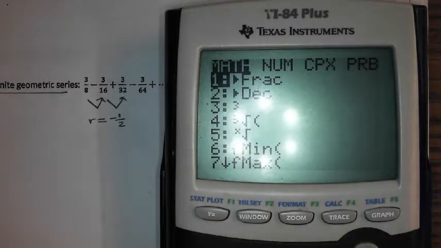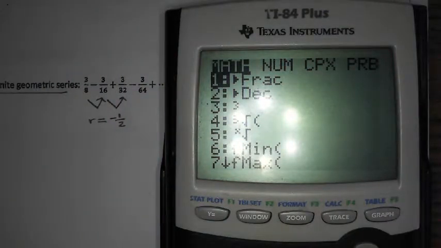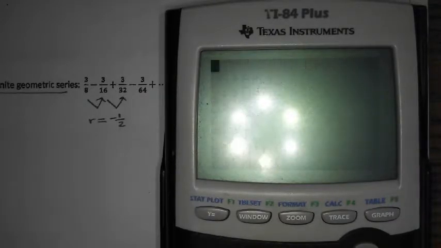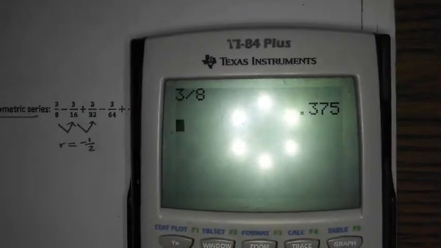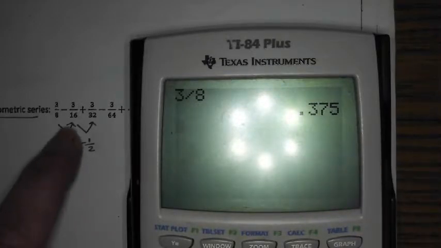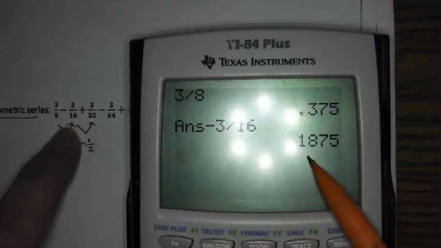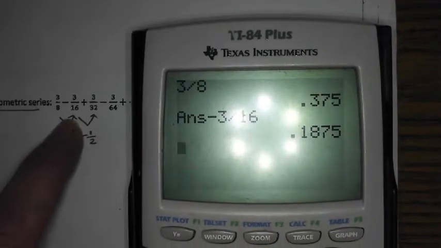Okay, so in this one, the ratio is -1/2, and I'm just going to do it manually at first, just through these couple terms. So 3/8, that's our first. If we were just doing the series through one term, that's what it would be. If we were then going to add on that second term, that's what the sum of the series would be through two terms, 0.1875.